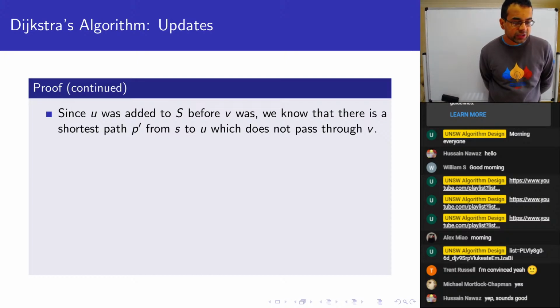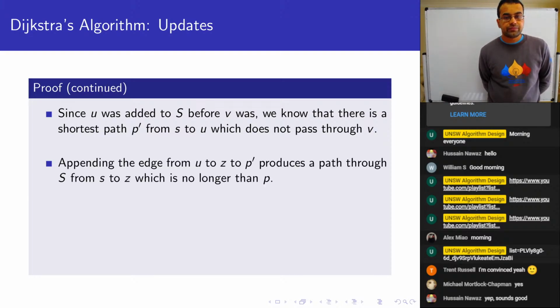There's a path P dash, which simply is the shortest path from S to U, and it doesn't have to go through our new vertex V, because U was added to S before V was. At that point, the shortest path was already known, and didn't need to go through V. Of course, we are not taking just this shortest path from S to U, we are also adding on the edge from U to Z.